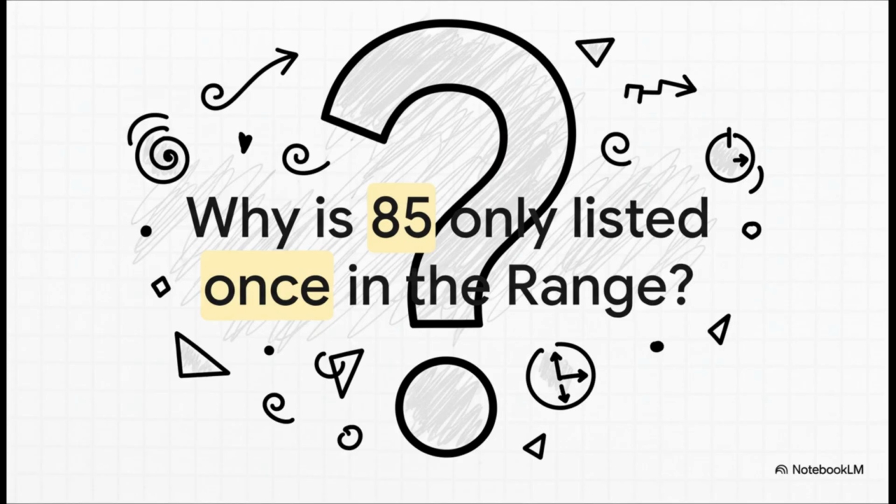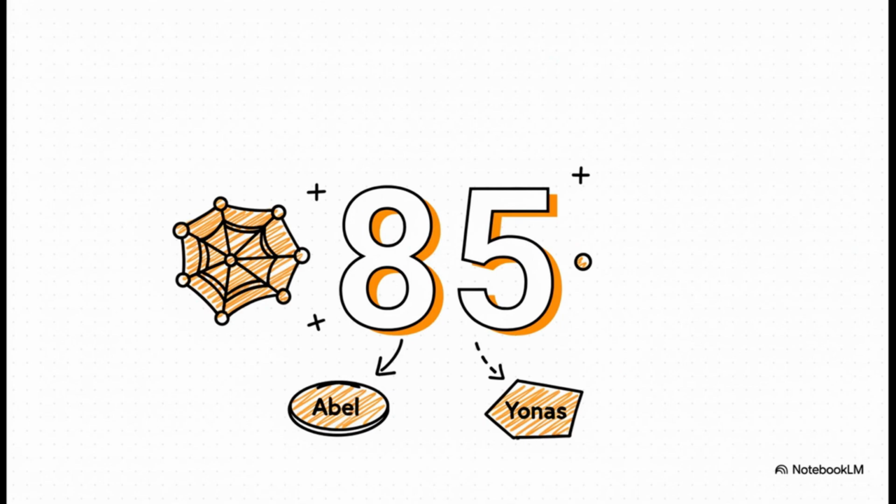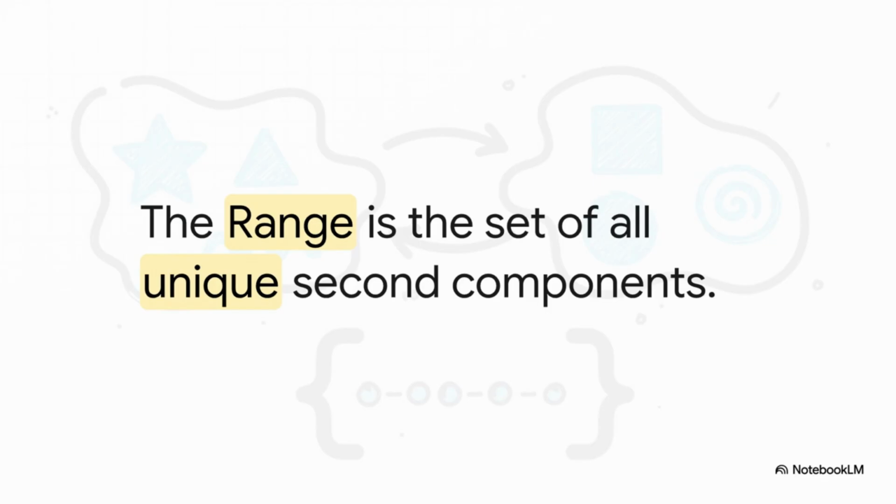That is an excellent question, and you've just hit on a really important rule here. Let's just focus on that number, 85. It definitely shows up twice in our original list of pairs, right? Once for Abel and again for Jonas. So here's the deal, the really crucial point. The range is the set of all the unique outputs. That's the keyword, unique. So even if a score like 85 showed up a dozen times, we would still only list it one time when we write out the range. Think of it this way. We're just listing what the possible outcomes were, not counting how many times each one happened.